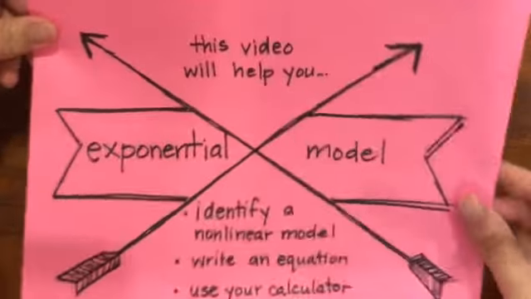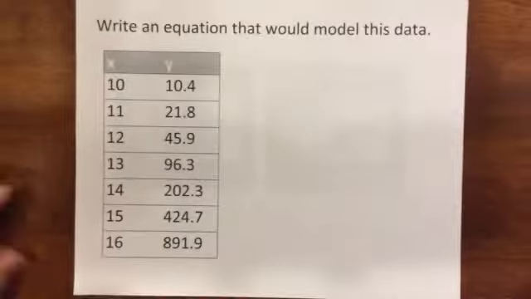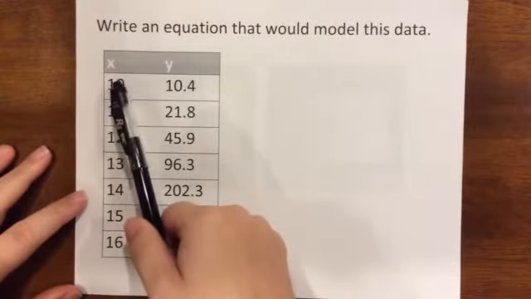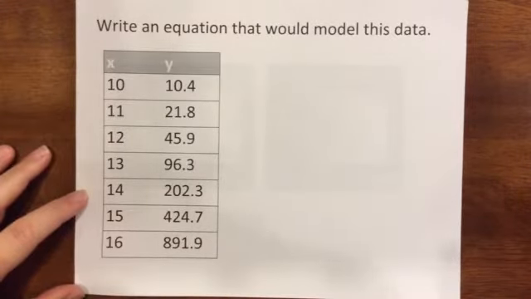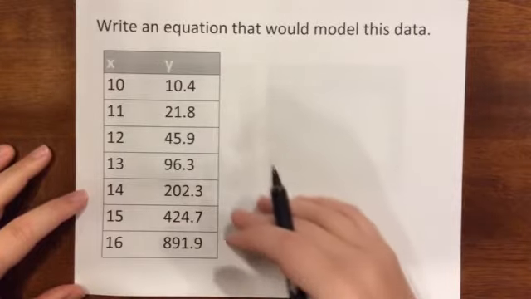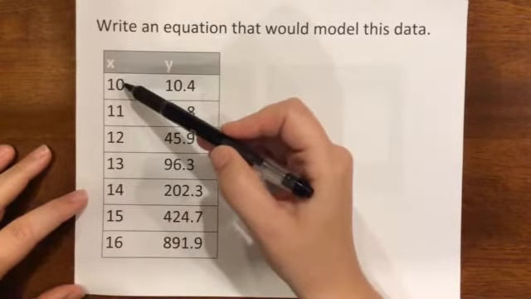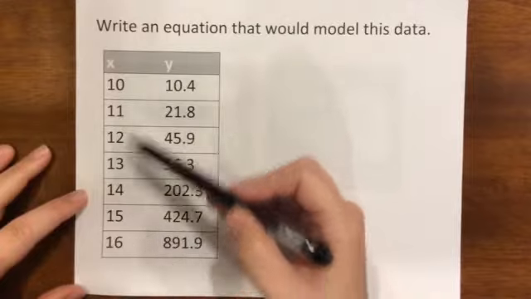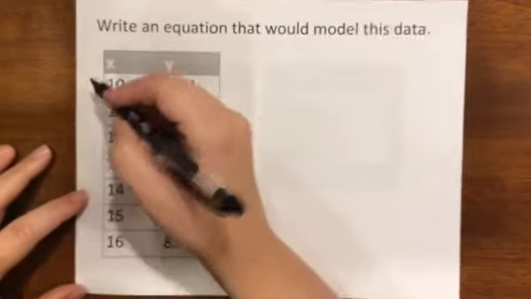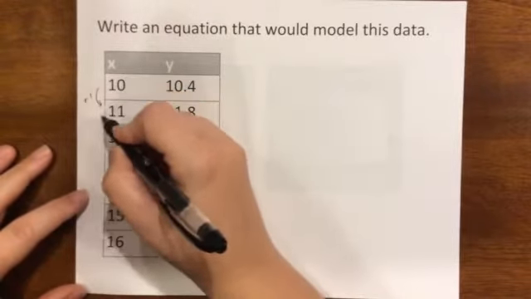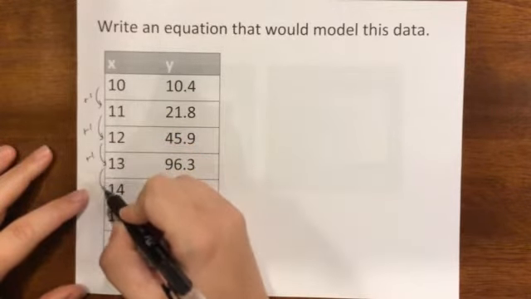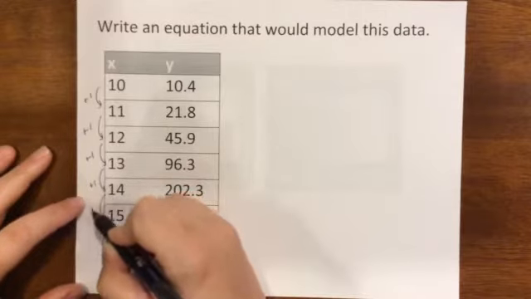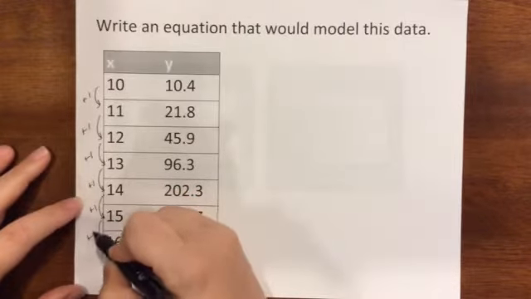So first thing I'm going to do is show you a list of data. I want you to pause the video and enter this into list 1 and list 2. So go ahead and do that. All right, so now that you're back, let's look at how this data is growing. If you look at the x's, x goes from 10 to 16. So to get to the next number, I'm adding 1 each time. So by adding 1 each time, I'm growing in a linear fashion. I'm growing by a factor of +1.